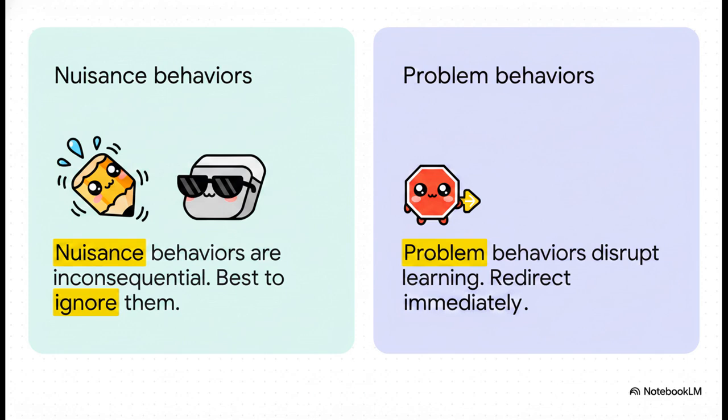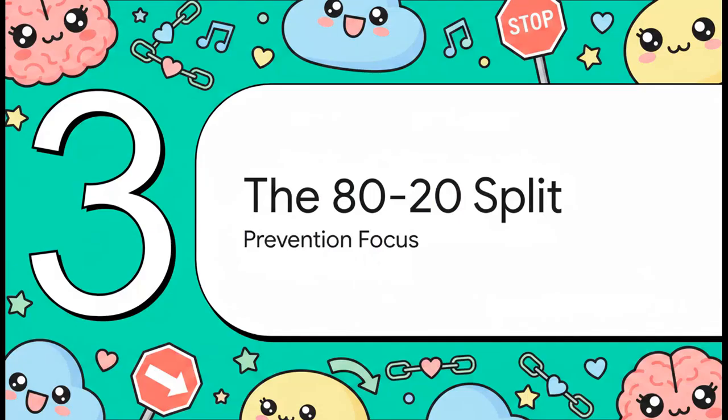On the other side, we have problem behaviors. These are the ones that actually disrupt the flow of instruction or create an unsafe environment, like physical aggression or the kind of constant calling out that completely derails a lesson. The action here? Immediate redirection. Preserving your energy means knowing exactly which is which.